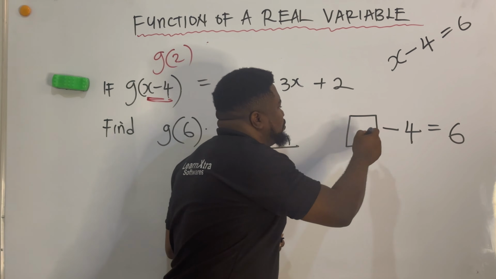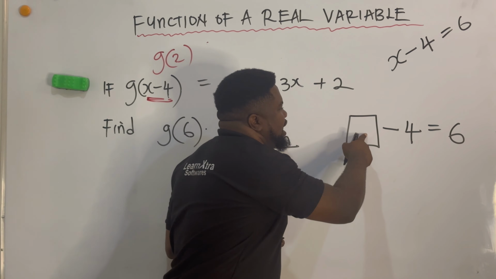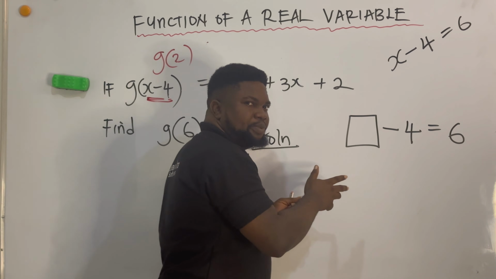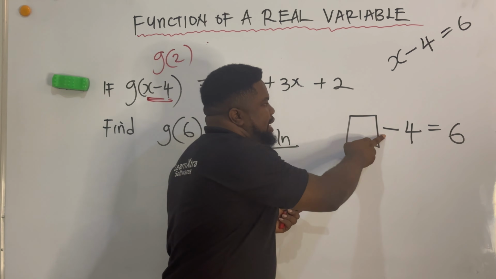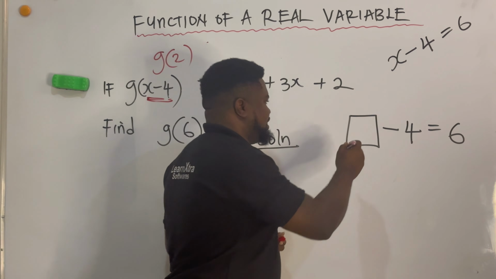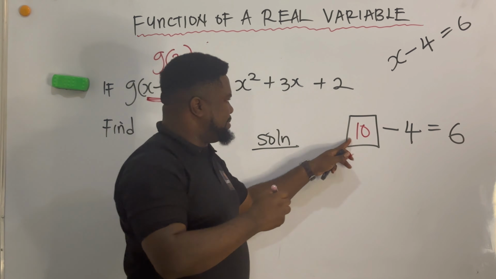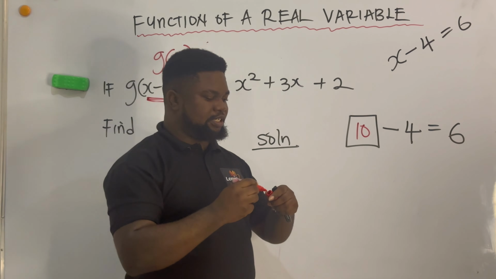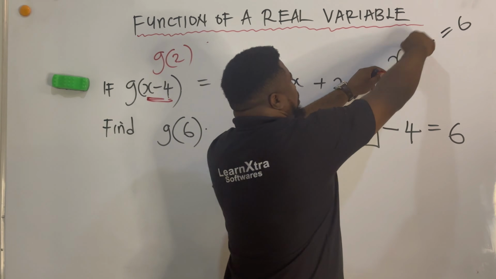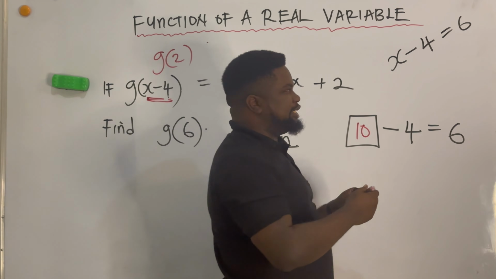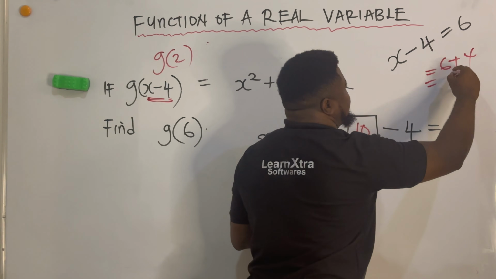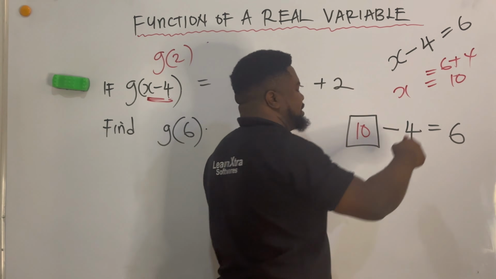We shall fill the box as what? Tell me. What minus 4 will give us 6? 10. 10 minus 4 is 6. Those that know maths very well, what do we do? We'll take minus 4 over. It turns to plus. That will be 6 plus 4, and that is 10. So x is 10.